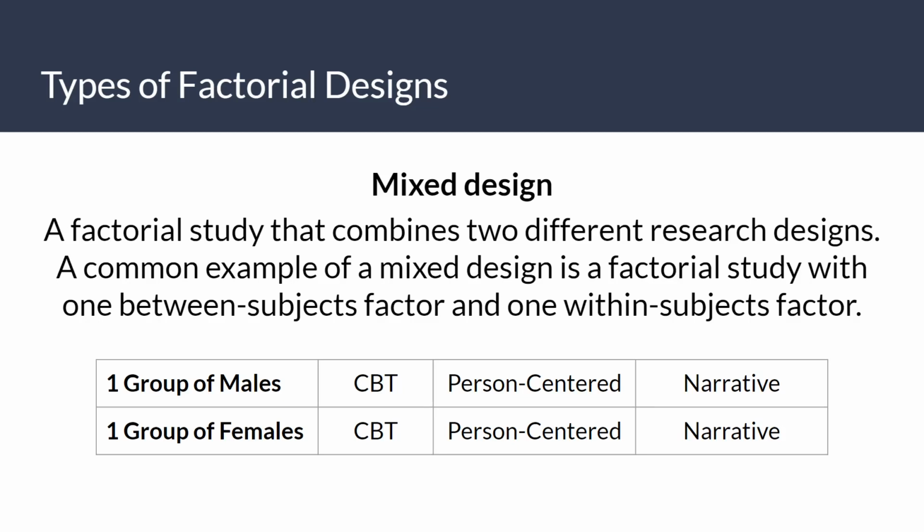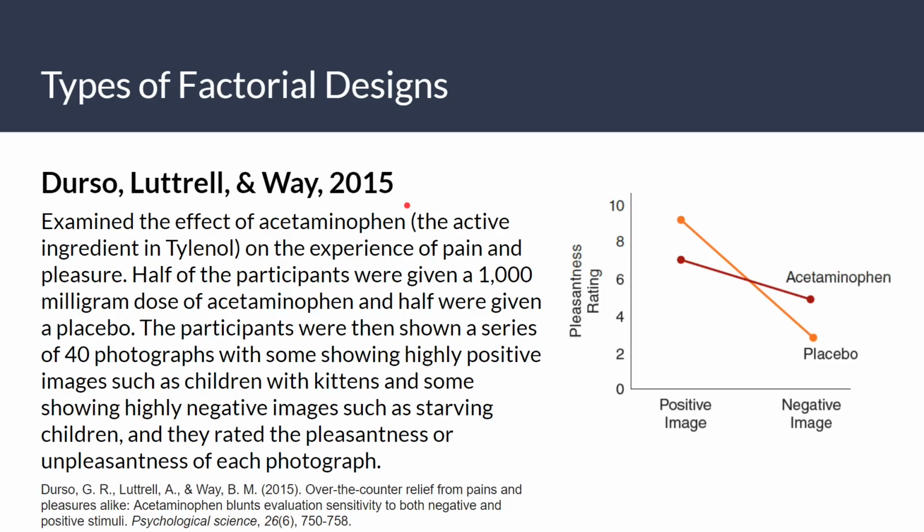Meaning the same group of guys and girls will undergo therapy 3 times to determine if there are differential effects with respect to gender and with respect to the style or therapeutic approach. So it's a combination of between subjects and within subjects. Now let's talk about another example in factorial designs.